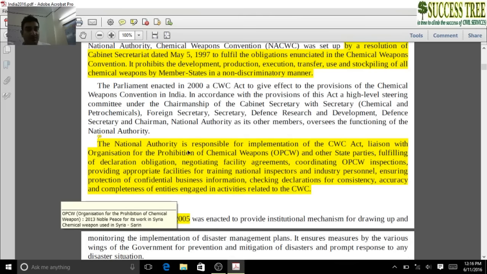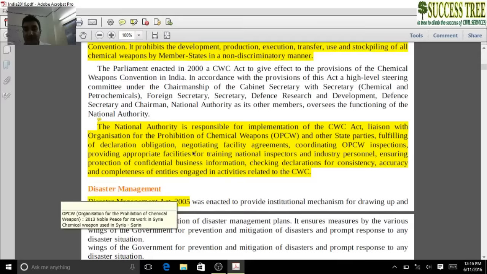So you can see there OPCW, 2013 Nobel Peace Prize for its work in Syria. Which chemical weapon was used in Syria? Sarin.